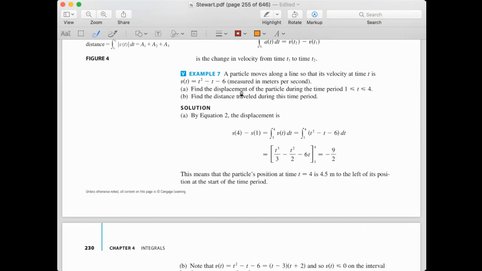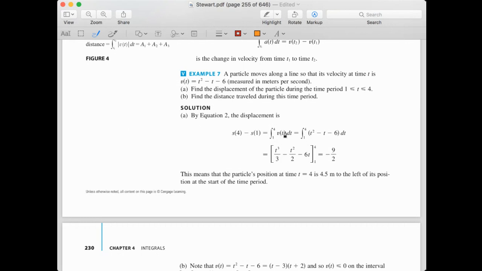A: find the displacement of the particle during the time period from 1 to 4. So t is from 1 to 4. So by the equation, the displacement is S of 4 minus S of 1. So what's S of 4? What's S of 1? We can use the antiderivative, so we find the integral of V of t from 1 to 4.